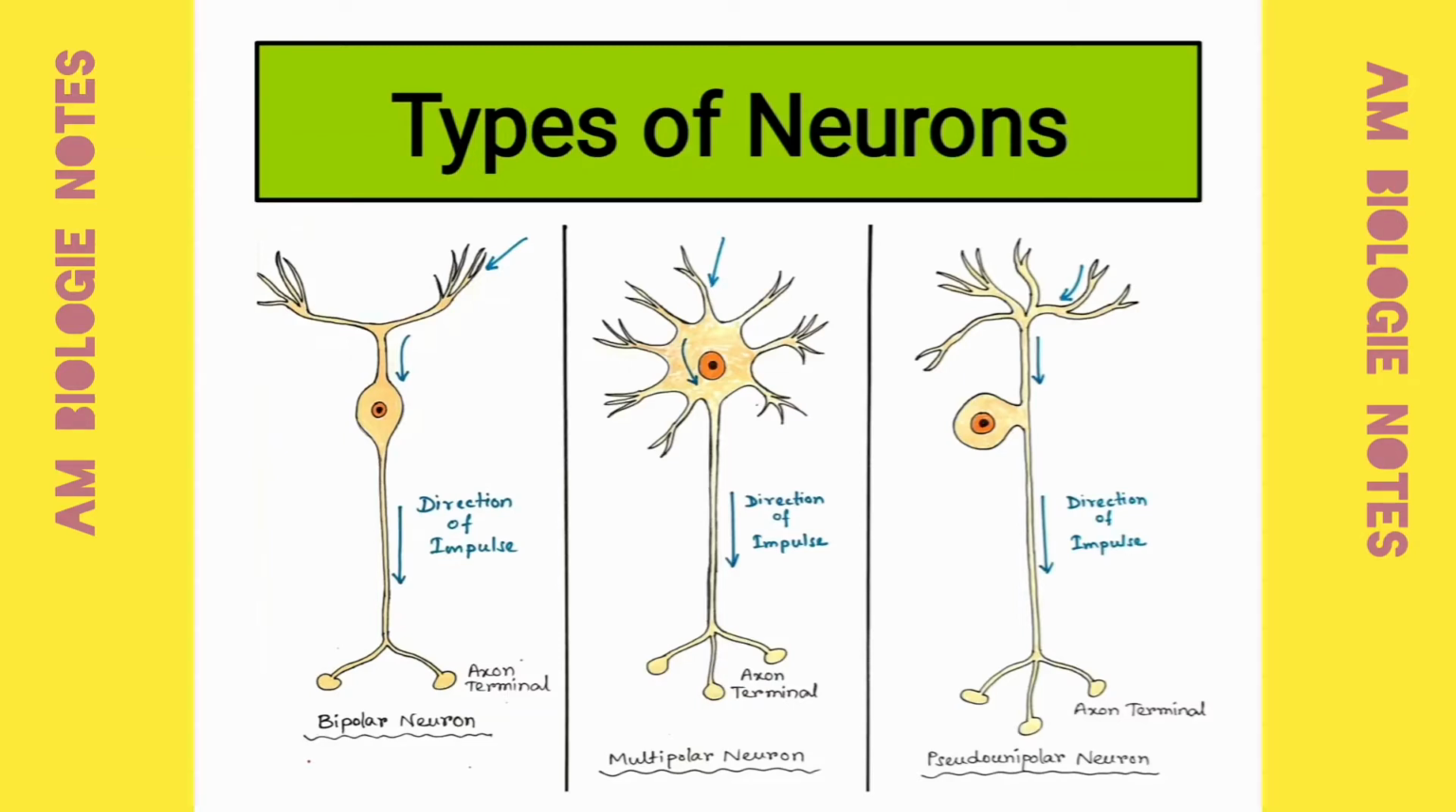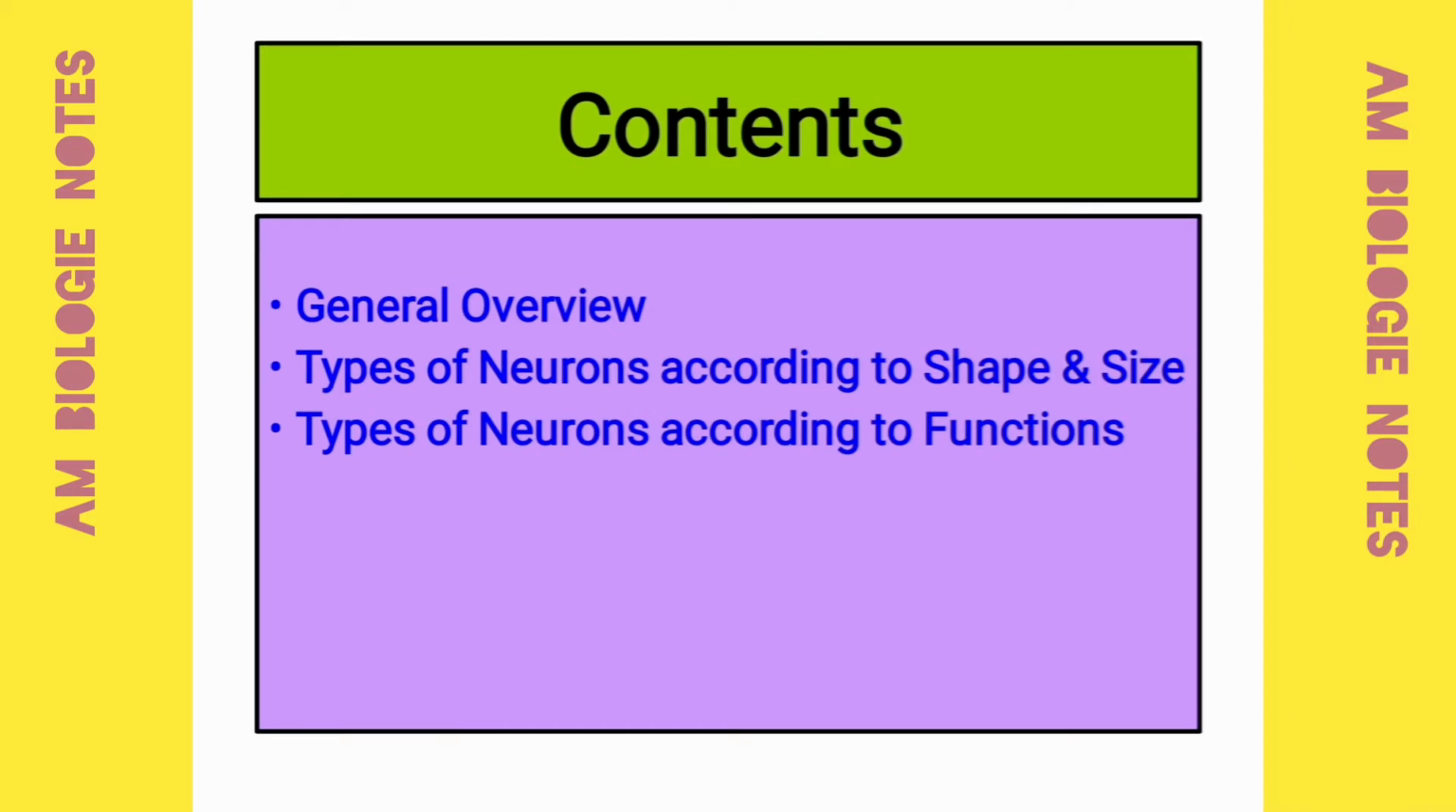Today I will discuss the types of neurons with diagram. Contents of the video include general overview, types of neurons according to shape and size of neuronal processes, types of neurons according to functional roles.